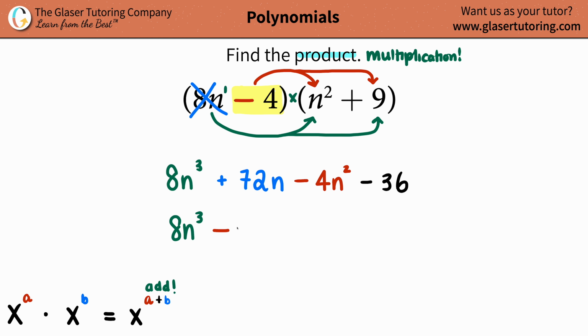So -4n squared. Then comes the plus 72n, and then the -36. And there you go. Box this answer off, and we got ourselves a video.